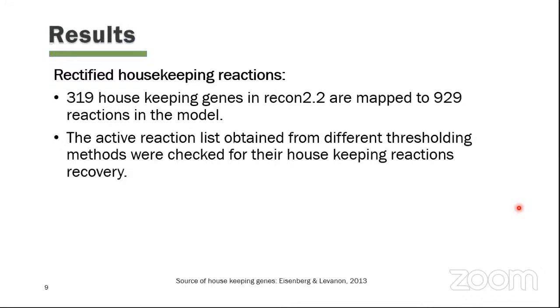First, the results on how these thresholding methods were able to recover the housekeeping reactions even though they have low expression. We have these 319 housekeeping genes. We took these 319 housekeeping genes from the Recon 2.2 model, and these were mapped to 929 reactions in the same Recon model. So we tested the ability of the thresholding methods to recover these housekeeping reactions: how they define the active set, and whether the housekeeping genes are present in this active set or not.